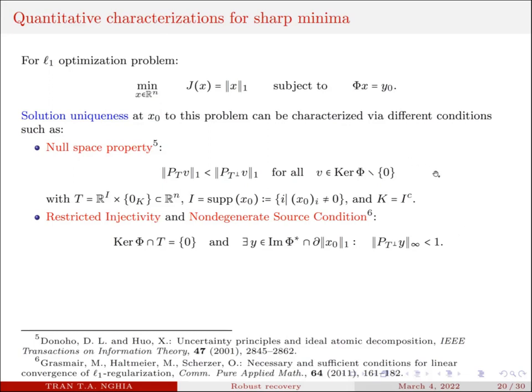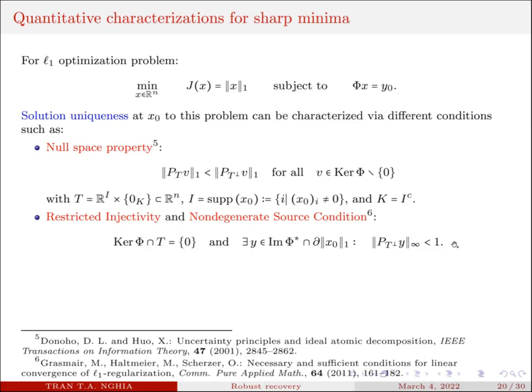Roughly speaking, we can say the first condition right here is the primal condition. The second condition right here is the dual condition. Okay, they are very nice, but it's pretty hard to check them numerically. You can see that the first condition has to hold for all v in the kernel. For the second condition, you need to find some y in this set such that this inequality holds. And I will try to tell you how to check this one numerically later on.